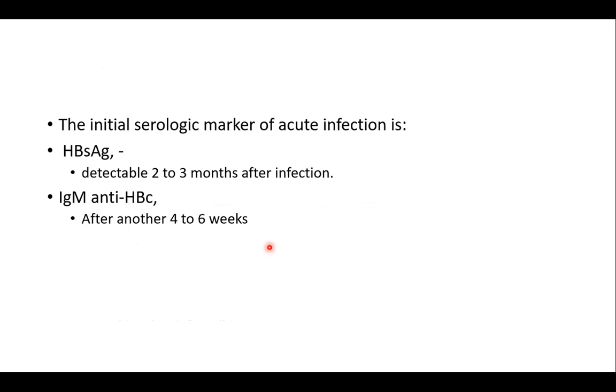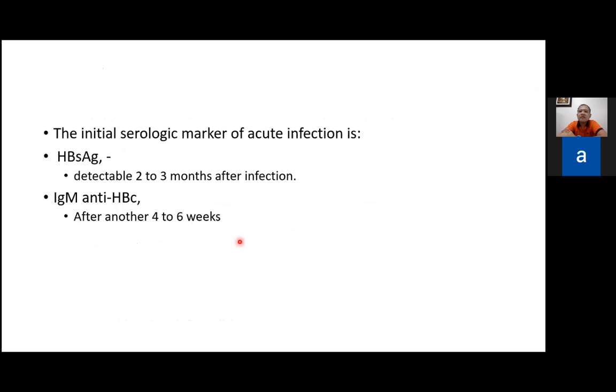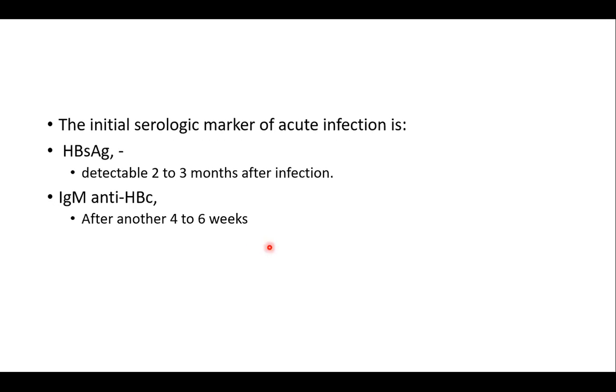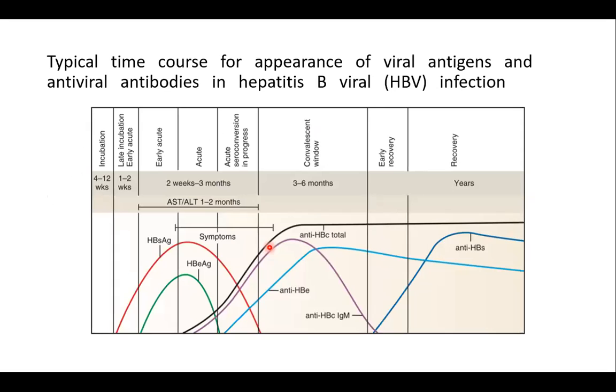The initial serologic marker for acute infection is the hepatitis B surface antigen, which typically becomes detectable 2 to 3 months after infection. After another 4 to 6 weeks, the IgM hepatitis core antibody appears. That's all. Next slide. This is the typical time course for appearance of viral antigens and antiviral antibodies in hepatitis B viral infection. Next, please.